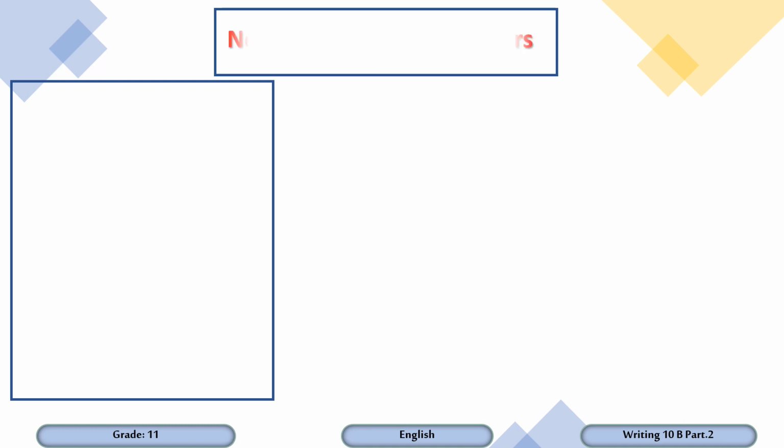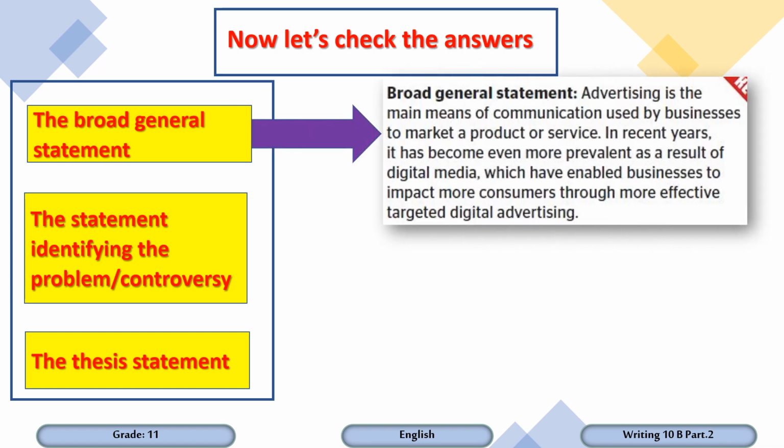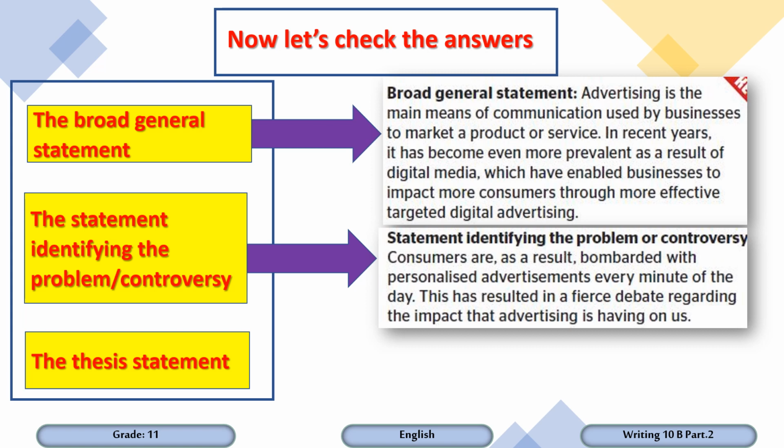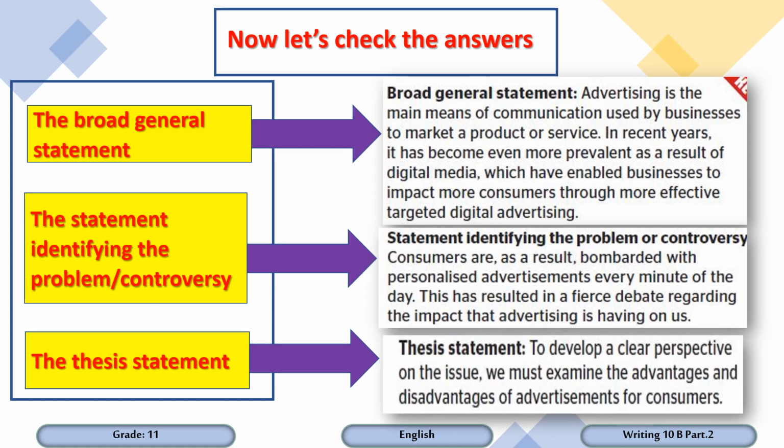Dear students, now it's time to check the answers. Okay, let's start with the broad general statement. Broad general statement here talks about advertising as the main means of communication and how business owners use advertising in order to market a product or a certain service. The statement identifying the problem or controversy shows how people get affected by the advertisements and how they buy certain products and get involved in certain services. The thesis statement: to develop a clear perspective on the issue, we must examine the advantages and disadvantages of advertisements for consumers.